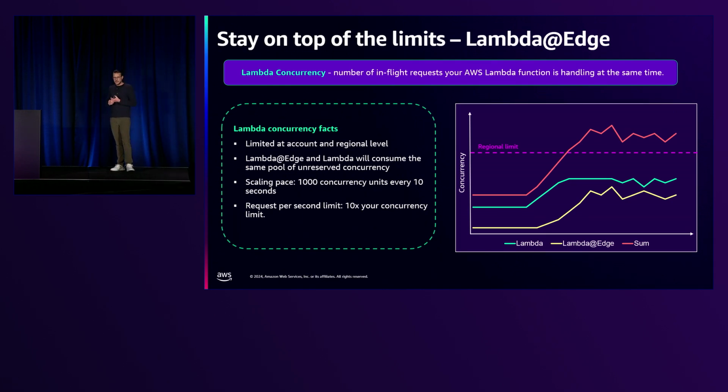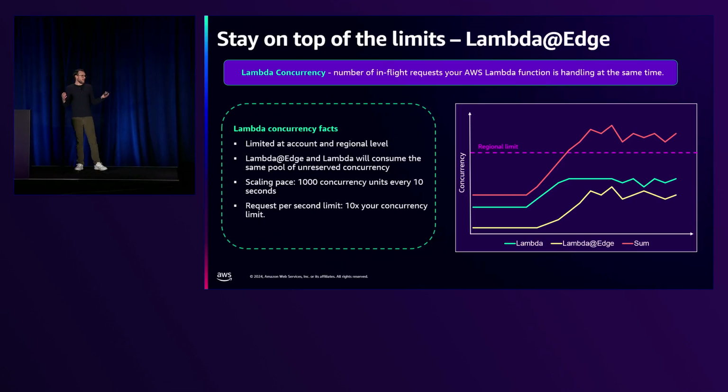There's also another limit that is probably lesser known, but has a big impact on Lambda at edge, which is requests per second or transactions per second that you can run with Lambda. That's going to be 10 times your concurrency limit in a region. So if you have a 1,000 concurrency limit in a given region, that means you're going to be able to run 10,000 requests per second through that region on any Lambda function.